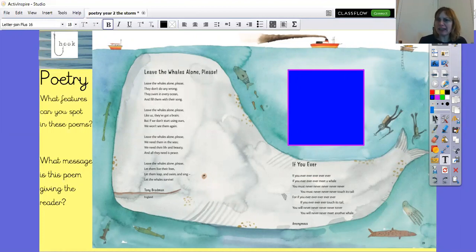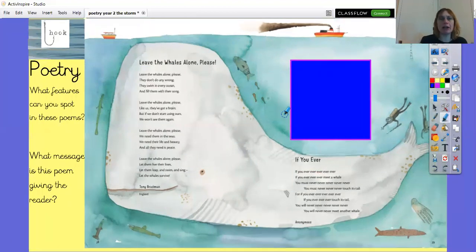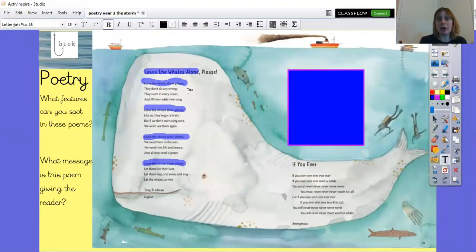So we've got some repetition again. So the title, let me find my highlighters. The title is Leave the Whales Alone, Please. And we've got it here at the first line, Leave the Whales Alone, Please. And then the second verse begins in exactly the same way. Third verse starts the same, and the fourth verse. I should also have said that this poem has got 4 verses.